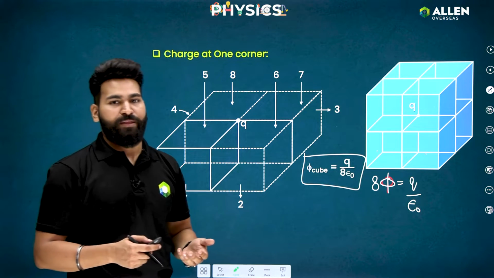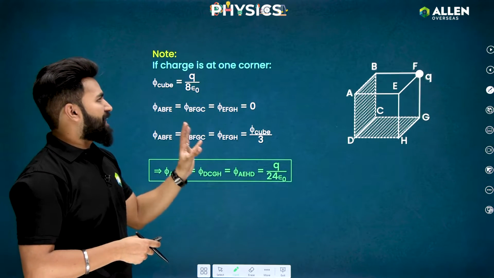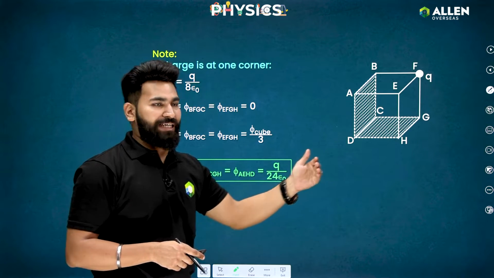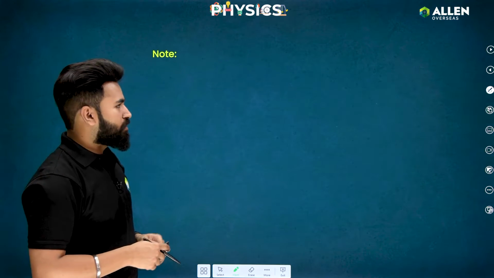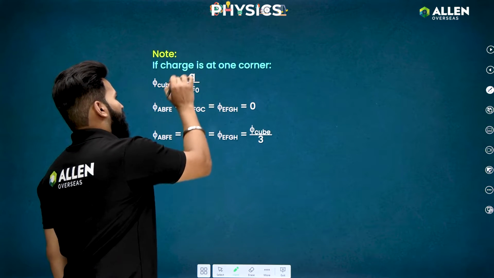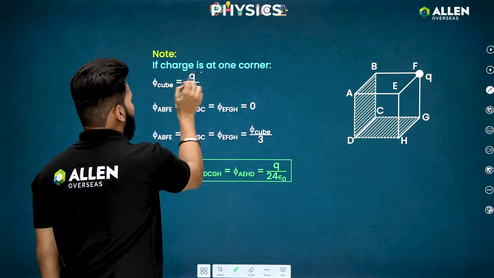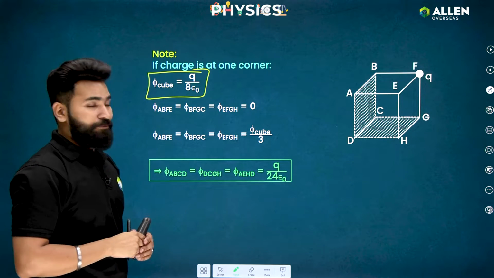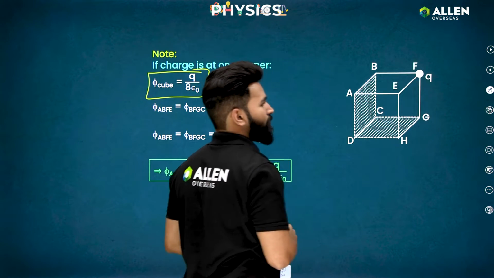That's it. Okay. Moving on to the next case, if the charge is placed at one of the corners. We are just elaborating this particular case in more detail, in which the charge is at one of the corners. If you talk about the flux through a particular cube, we already discussed that it will be basically q upon 8 epsilon naught.